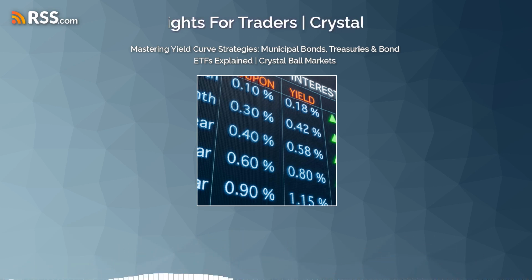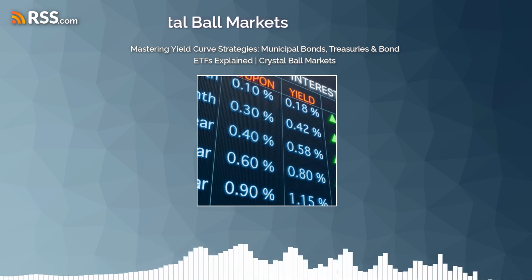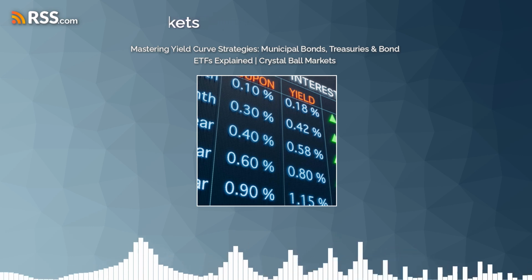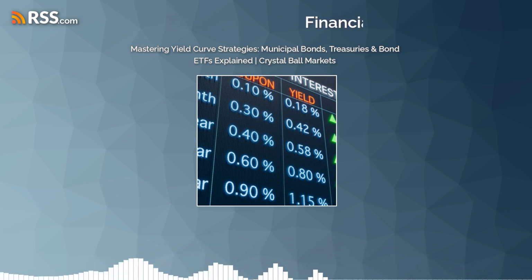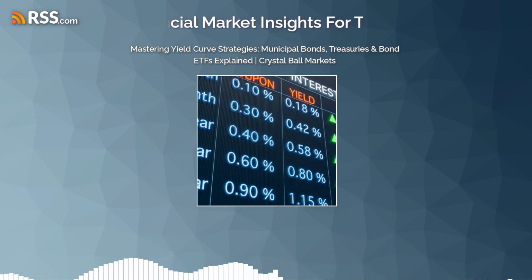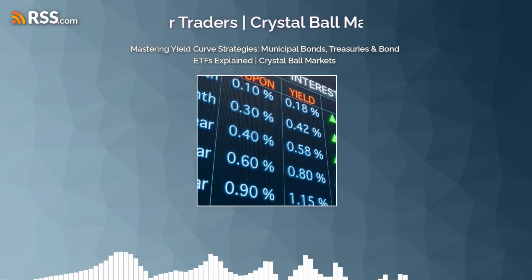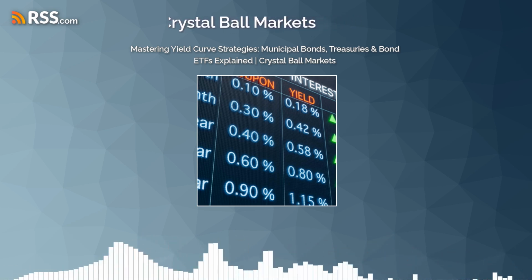Option 3, maturity targeted ETFs. This is the hybrid approach. Companies like iShares and Invesco offer ETFs that hold only bonds maturing in a specific year. These products allow you to build bond ladders with the ease of ETFs. The key thing, always compare the tax equivalent yield before deciding between munis and treasuries.